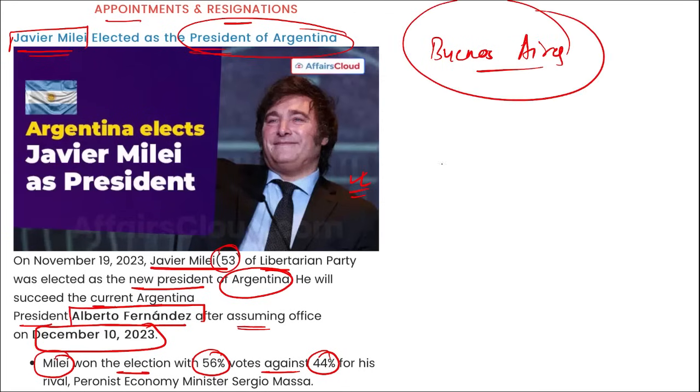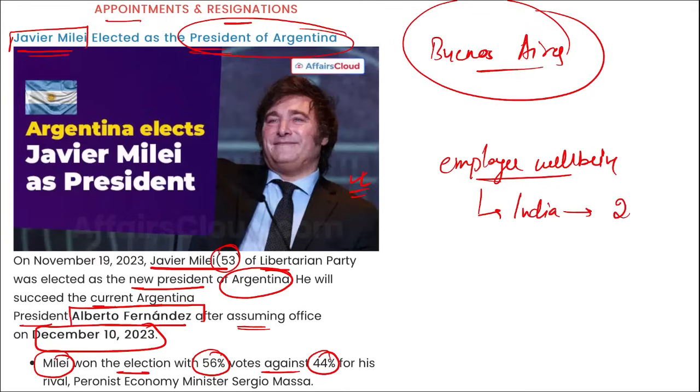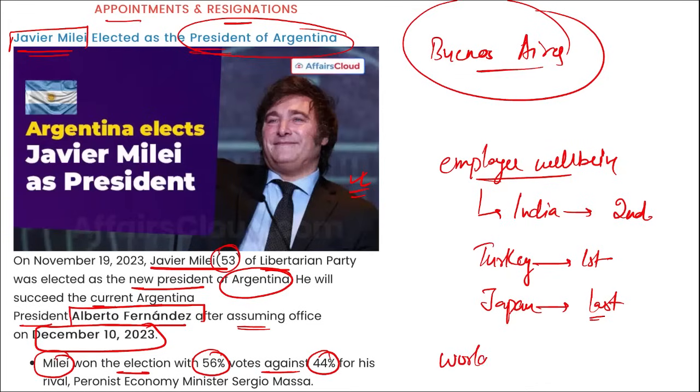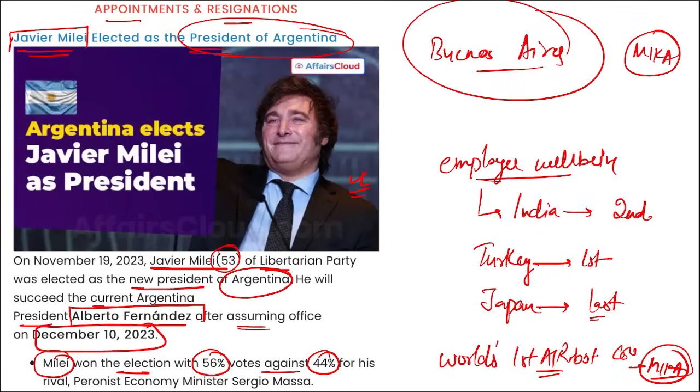Next thing, friends, if I ask you, tell me, what is the rank of India in employee well-being? Employee well-being. Rank of India in employee well-being. So India stood at second position in employee well-being, and Turkey was on the first position. Japan was last in this particular index. Then who became the world's first robot CEO? World's first robot AI CEO, we can say. AI robot CEO. Who is she? What is the name? Micah. Right? Micah is the world's first artificial intelligence robot CEO.